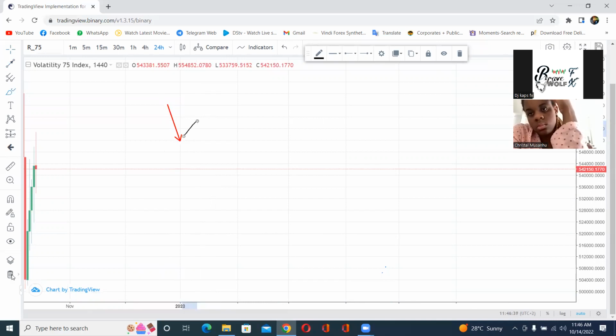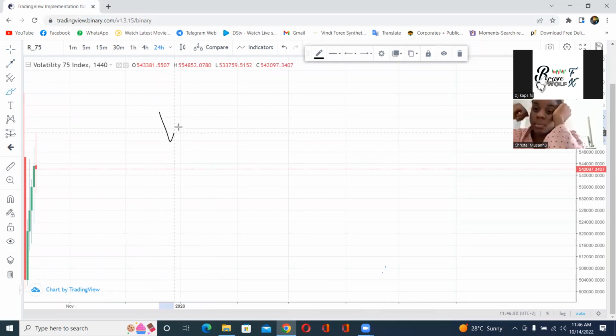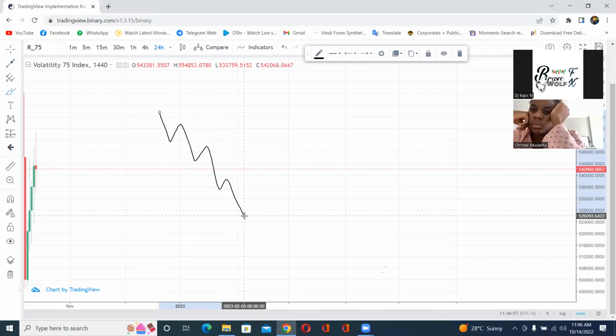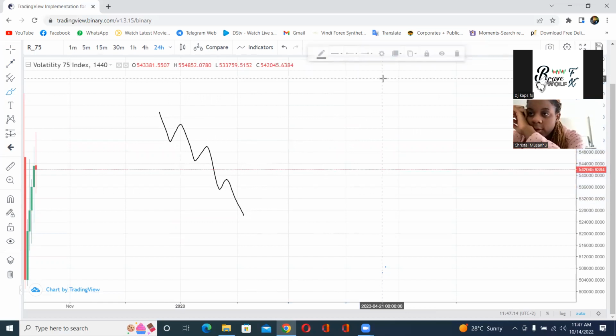Let me just use this pencil. Go down, up. Like this way. Up, down, up, up, down. Something like this. You'll find that the market is falling like this. This is where you find support and resistance. Even if it goes like this, you can find the support and the resistance easily.